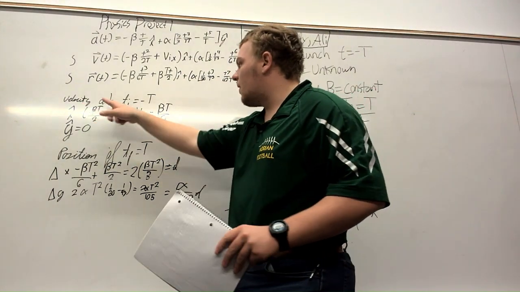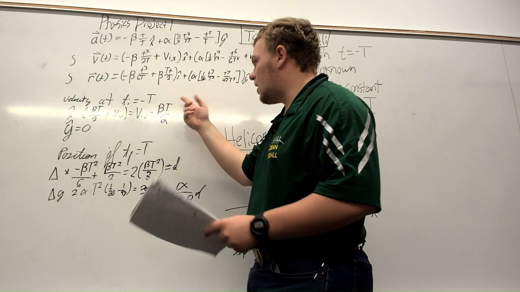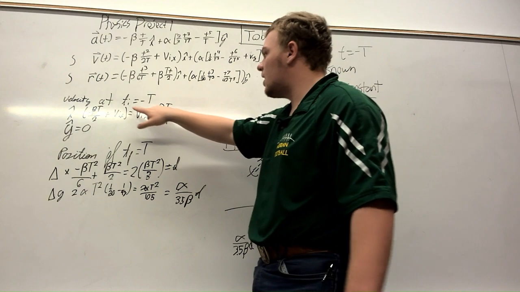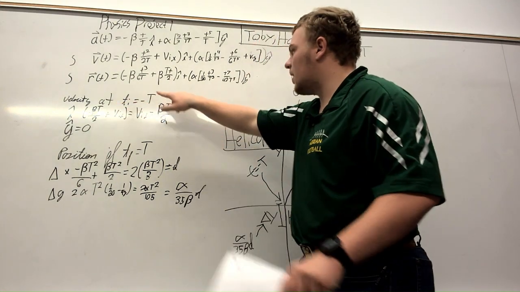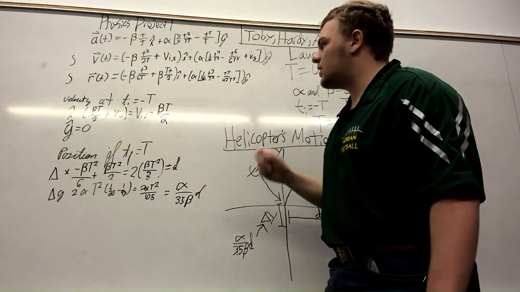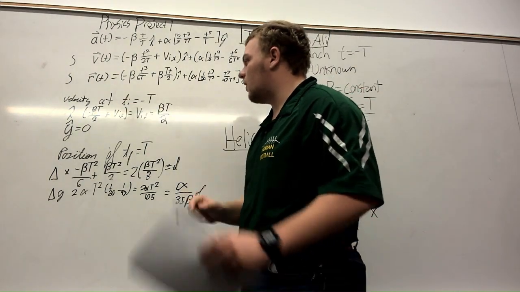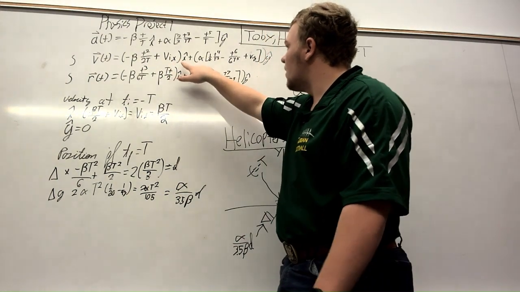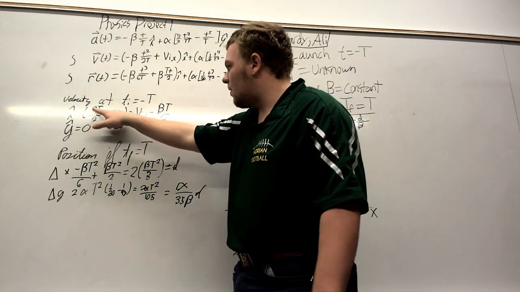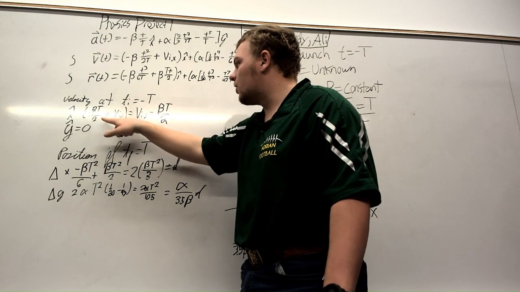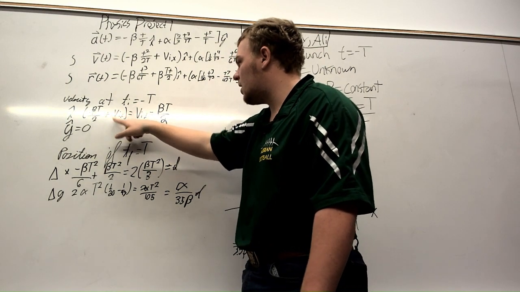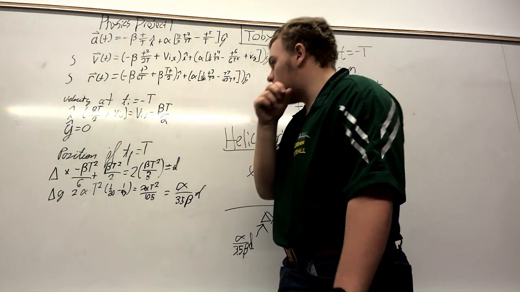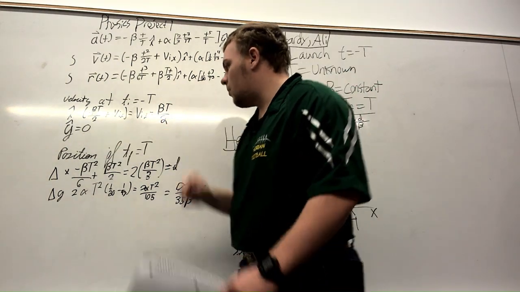Starting here, we have velocity at t initial equal to negative T, and we're able to do this transfer from big T to little t because big T has the units of seconds, and that is what we need for little t. So if we plug in negative T into our velocity equation for x, we get negative beta times big T over 2 plus the initial velocity, which comes out to the initial velocity being equal to beta T over 2. For the y, we just get 0.